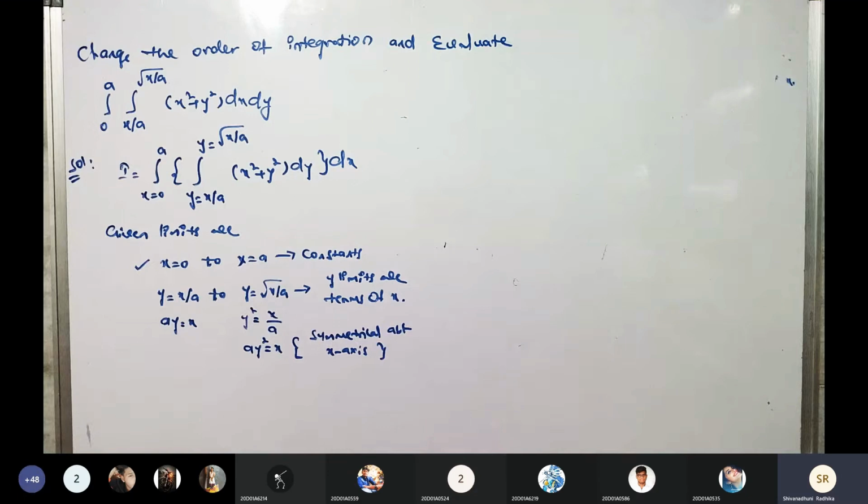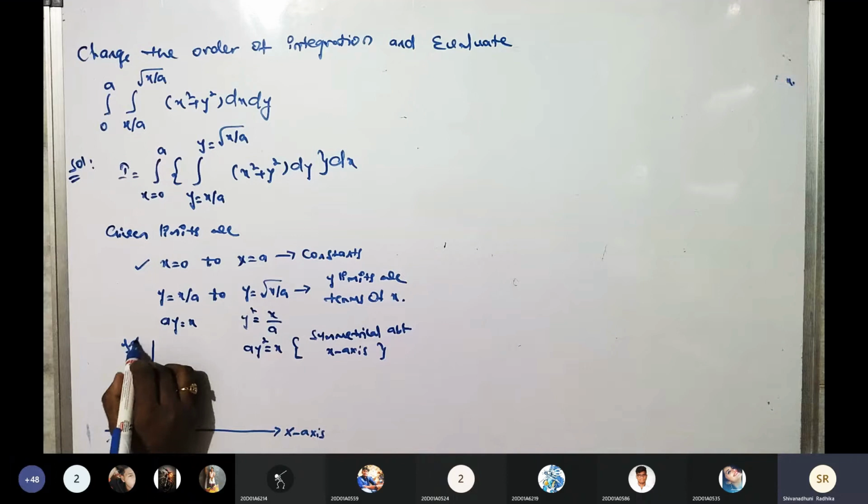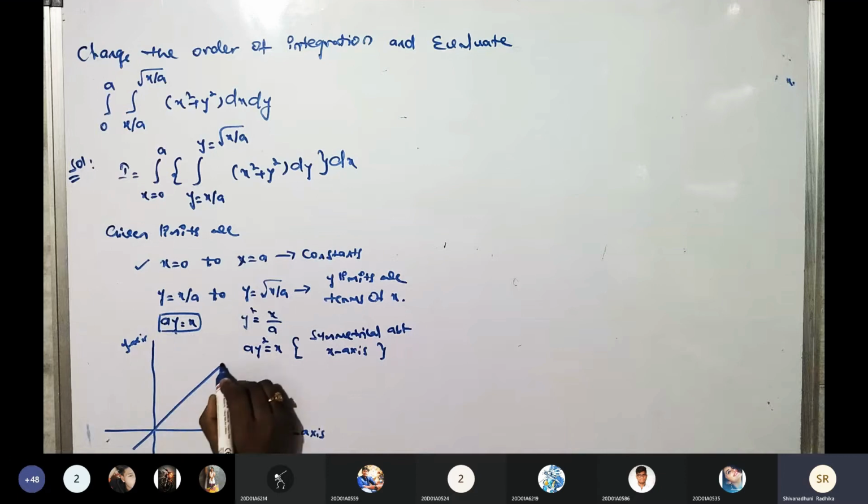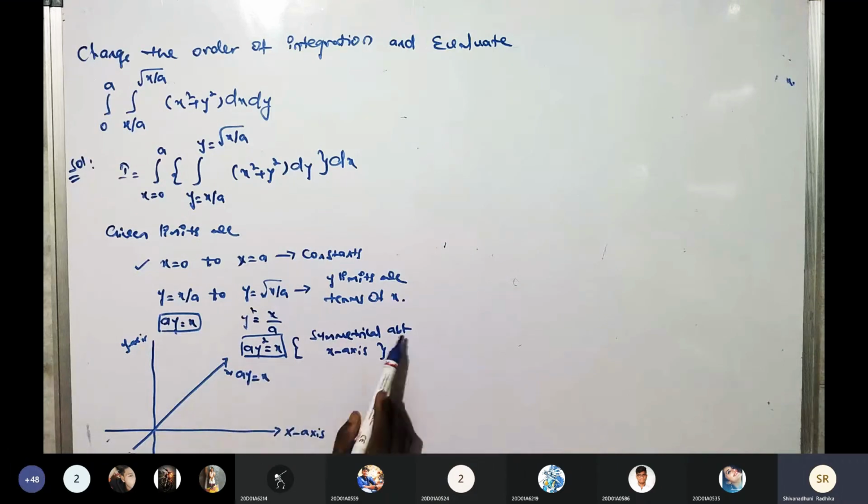Okay, now I'm going to draw the diagram here. See, y-axis and here x-axis. Now in this, here ay equals x. First I am going to draw this line. This is ay equals x. Now, ay square equals x is symmetrical about the x-axis.